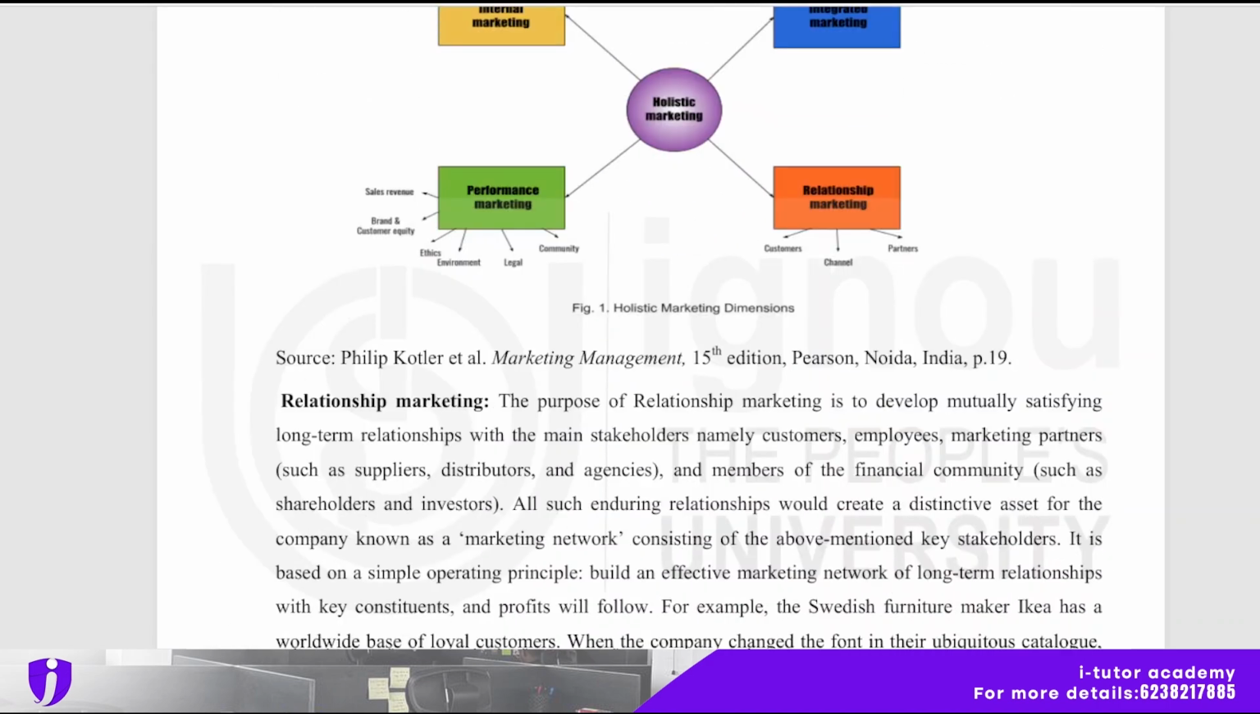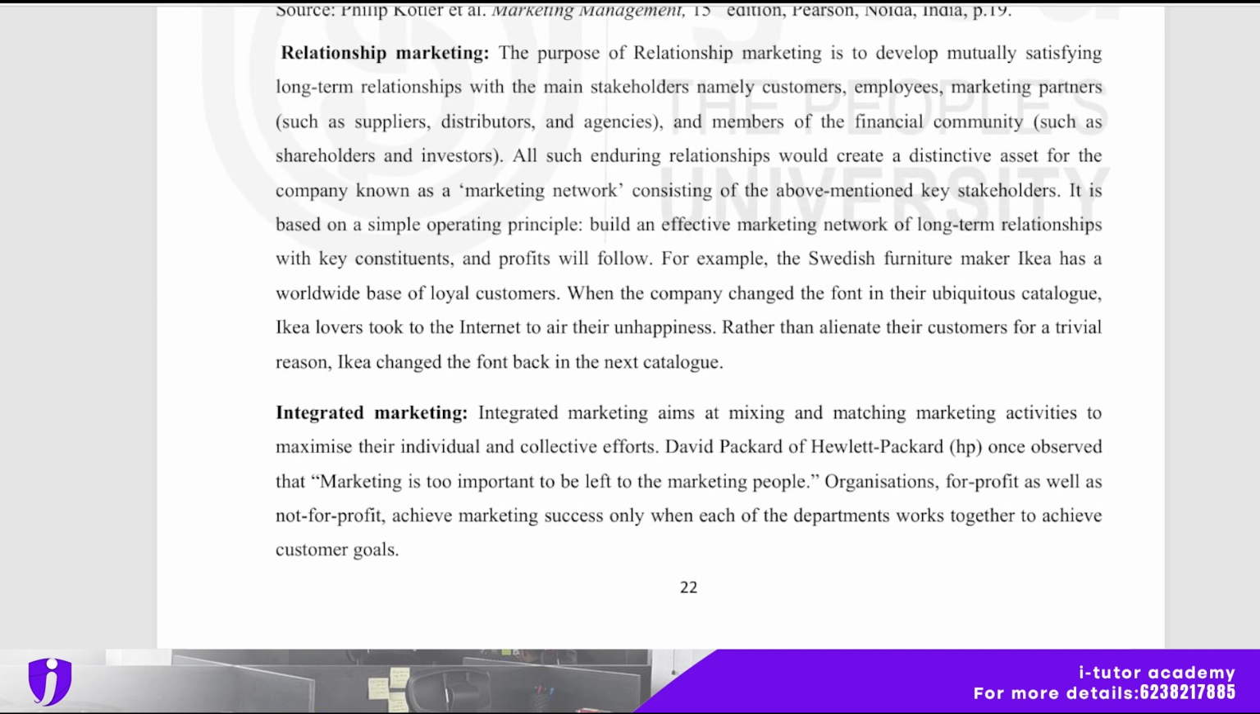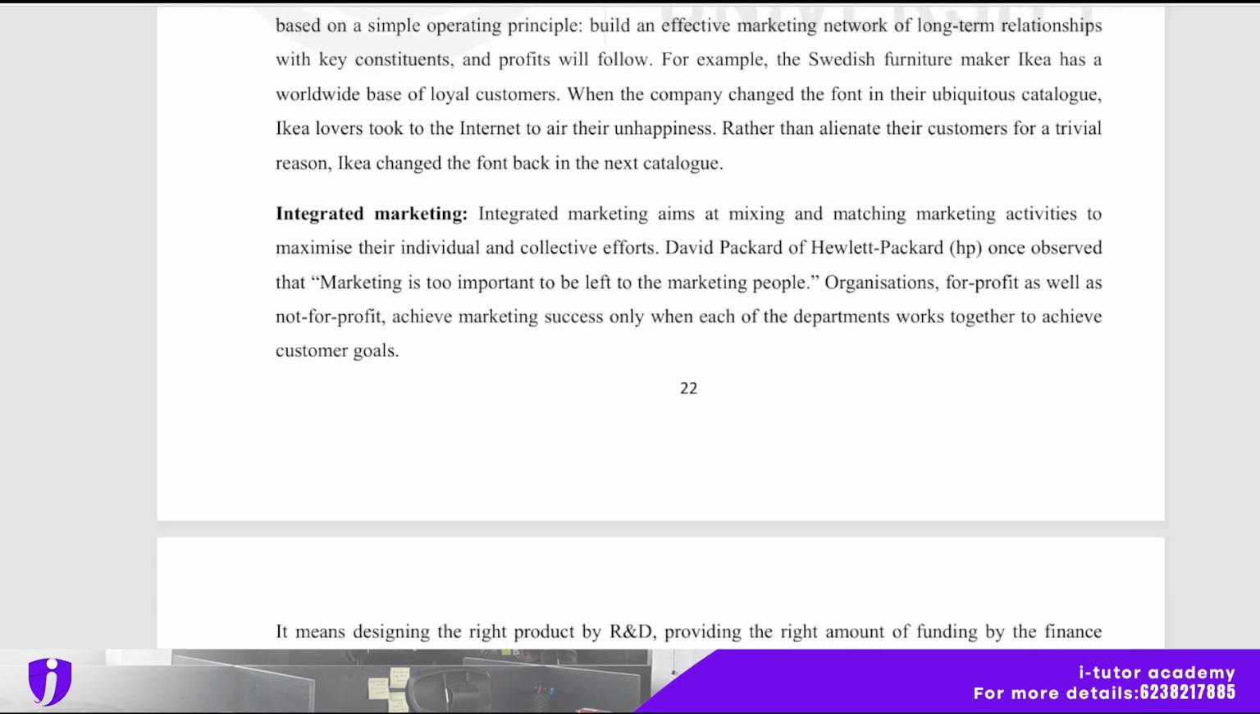And relationship marketing. The purpose of relationship marketing is to develop mutually satisfying long-term relationships with the main stakeholders, namely customers, employees, marketing partners, and members of the financial community. All such enduring relationships would create a distinctive asset for the company known as a marketing network, consisting of the above-mentioned key stakeholders.